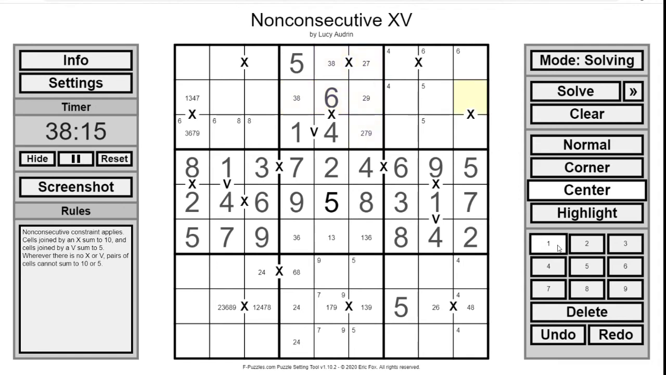Alright, so this could be 1, 9. Can't be 2, 8 in any way. Can't be 3, 7 in any way. Could be 4, 6. No. Can't be 4, 6. Oh! That's all I needed to see. Alright, so it could be 1, 9. Can't be 2, 8. Can't be 3, 7. Can't be 4, 6. Because a 6 here would counteract the rule. So this is a 9. This is a 1.